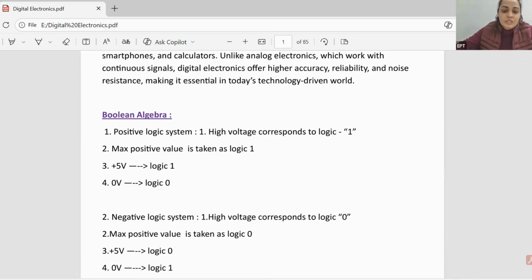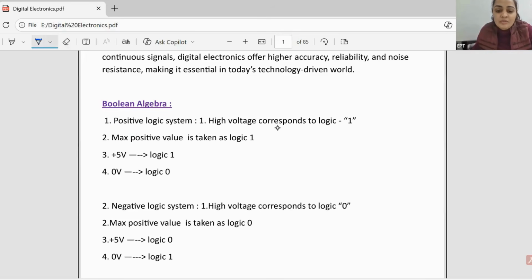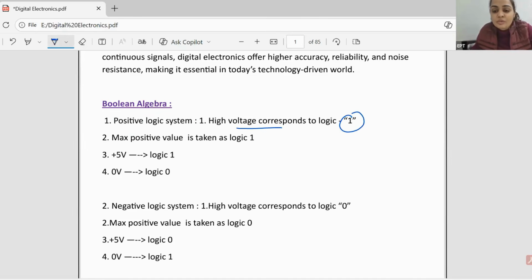So the first topic is Boolean algebra, right? In Boolean algebra, as we all know, the computer understands only the language of zeros and ones, right? So how will you represent zeros and ones? We have two logics. In the positive logic, we represent logic 1 with high voltage, like plus 5 volt, right? And how will you represent 0? We will represent 0 with 0 volt, right? So plus 5 volt for logic 1 and 0 volt for logic 0.